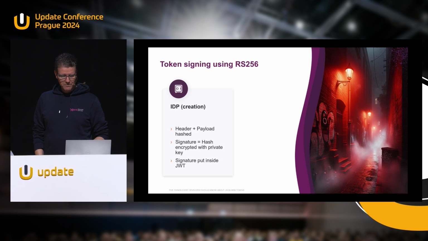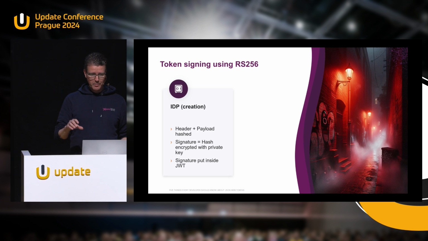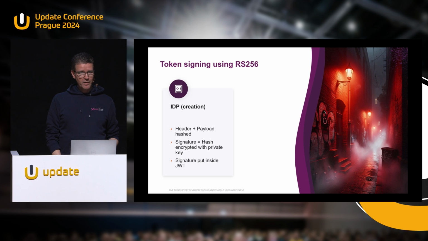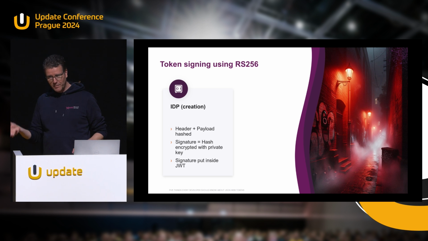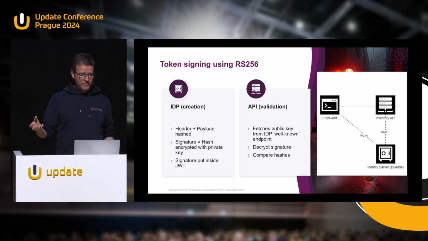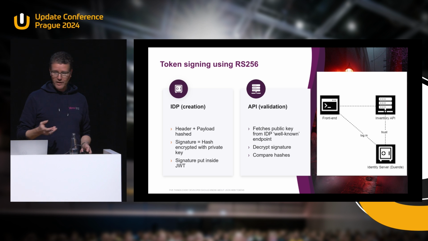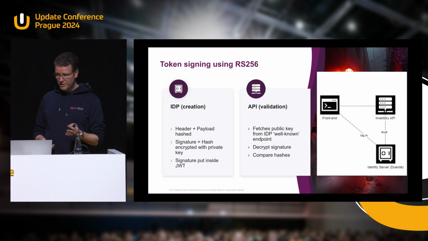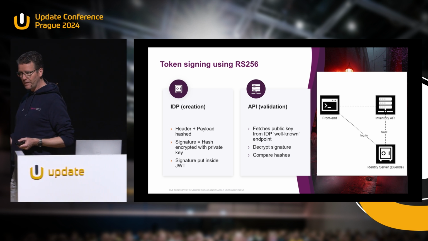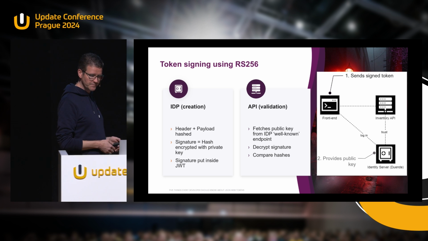Cool. All right, so just a quick recap. You create a hash of the header and the payload. You encrypt it using the private key inside the IDP, and then paste it on the bottom of the JWT. Then any receiver can fetch the public key from the identity provider, decrypt the signature, and verify the hash that results from the decryption with their own hash of the document. If those are matching, everything is okay.